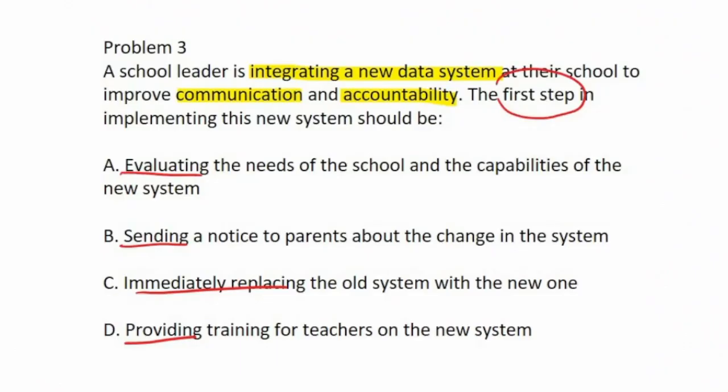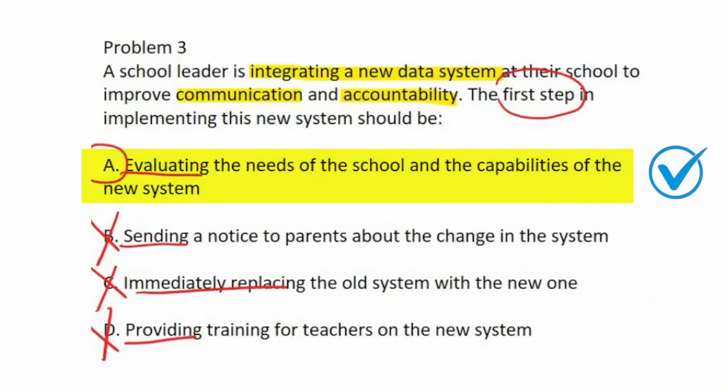Well, we can't really send parents any notice if we don't actually know about the system and if it's the right fit for our school. The same down here with letter D, we can't really provide training if we, as those school leaders, don't know the basis of it and if it's the right fit for us. Letter C, that immediately throws us off as no. We're not going to just immediately blindly put this system in and replace the old one. Our best choice is letter A.